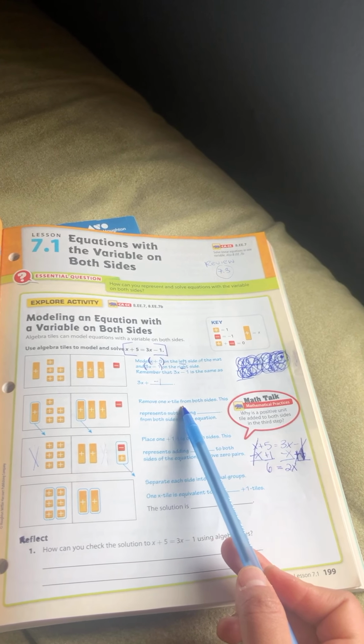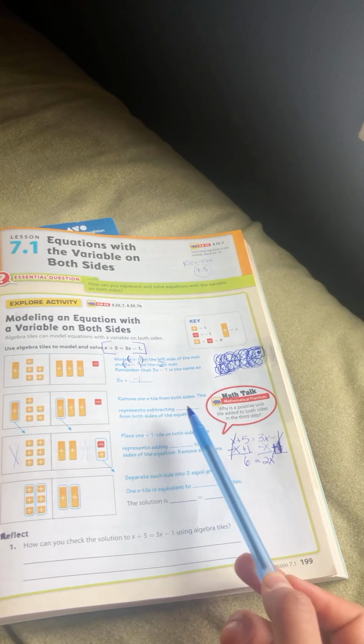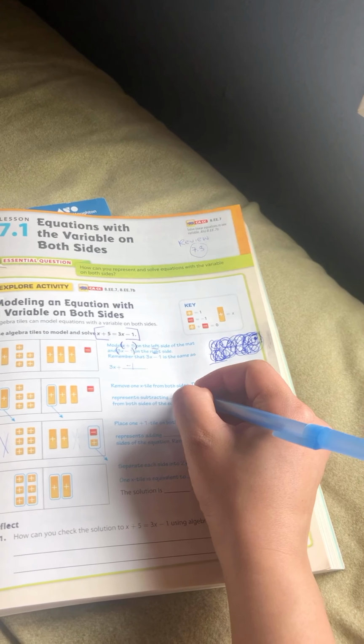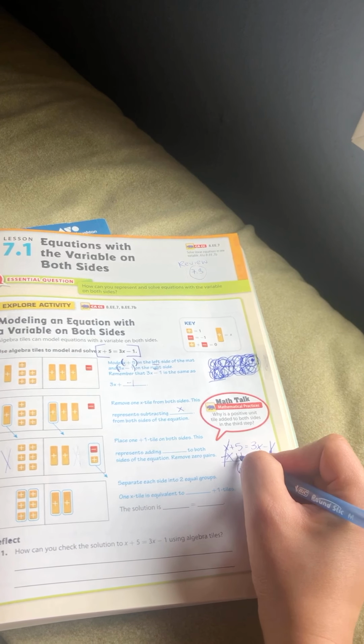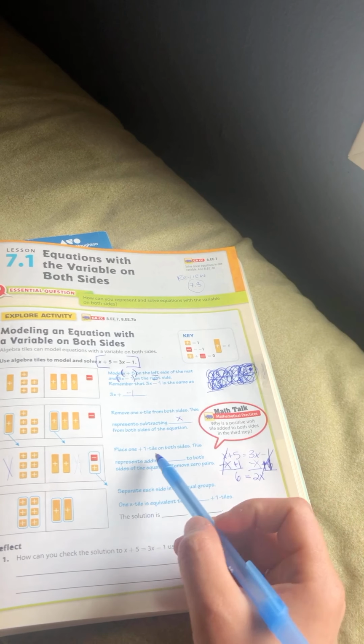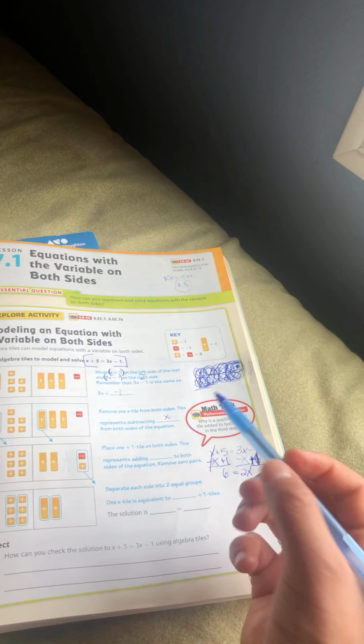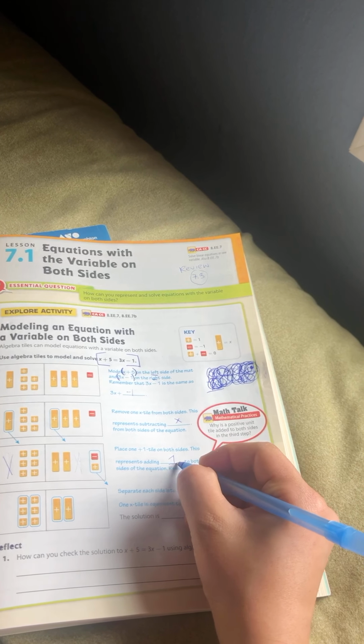And here if we remove one tile from both sides, this represents subtracting x from both sides of the equation. I am placing one positive 1 tile on both sides, which is what I did right here when I was adding this 1 on both sides of the equation. This represents adding the number 1 to both sides of the equation, removing the 0 pairs, which are going to be the x's and the 1's. And we're left with 6 equals 2x.